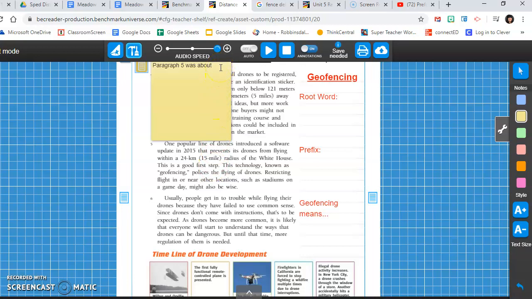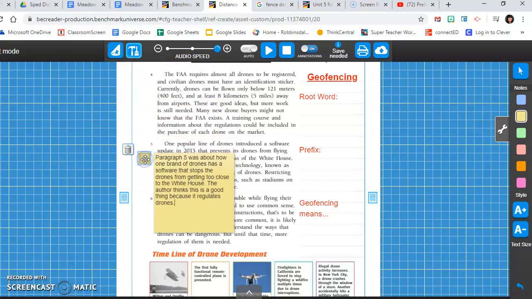So let's see how I can put this in my own words. Paragraph 5 was about how one brand, instead of a line of drones, I'll say a brand of drones, has a software that stops the drones from getting too close to the White House. The author thinks this is a good thing because it regulates drones. I'm bringing that back to what the main claim was of this text, that drones need more regulation. All right, so there's my little note to myself about what the main idea of that paragraph was. That just helps me make sure I understand what's going on.